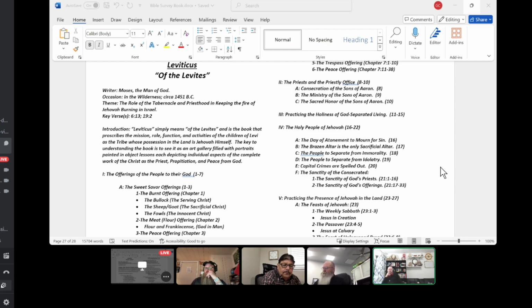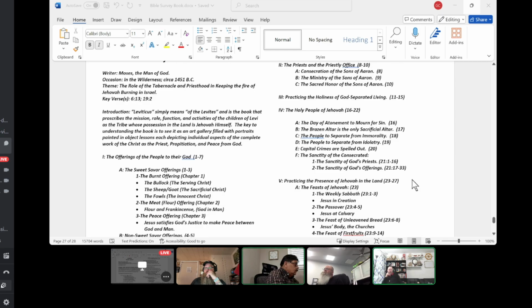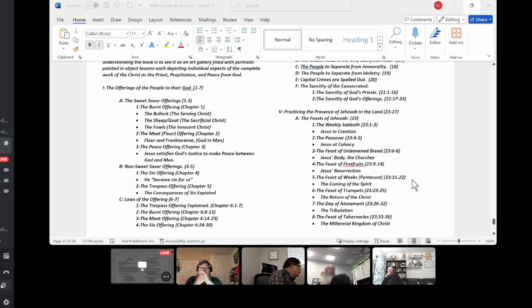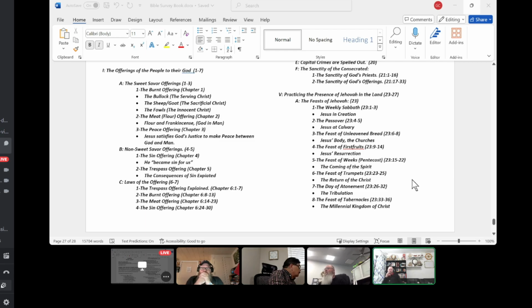Chapter 21 is about the sanctity of the consecrated. It starts with the sanctity of God's priests in the first half, and in the latter half, the sanctity of God's offerings. The things that are dedicated, consecrated to God are His, and that must be respected. And then part 5 is about practicing the presence of Jehovah in the land. And we begin with the Sabbaths and feasts of Israel.